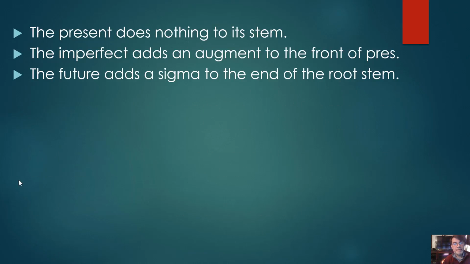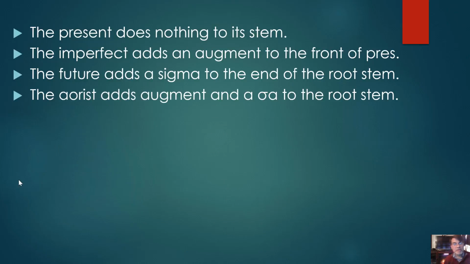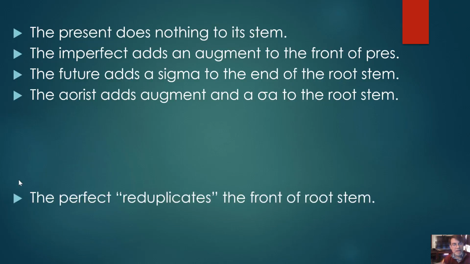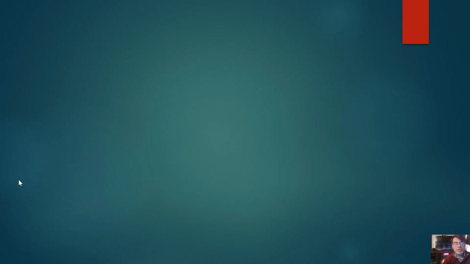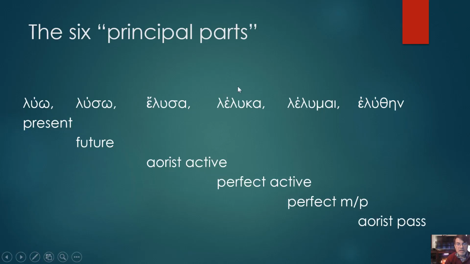The future adds a sigma. You take the present stem, you add a sigma to it, and you've got a future. The aorist adds an augment to the front, which is an epsilon, and then adds a sigma alpha to the root stem. Just reviewing. The perfect reduplicates the front of the root stem. See how what I'm doing is I'm describing what is taking place with these forms. So there's the augment for the aorist. There's the sigma alpha for the aorist. There's the reduplication of the perfect. Gets a little beside itself and adds an epsilon. And there's the kappa alpha.